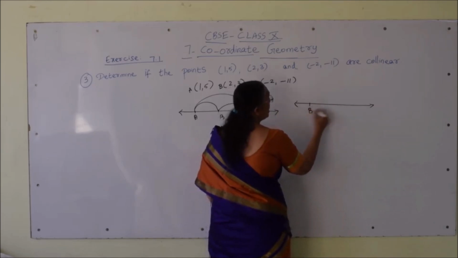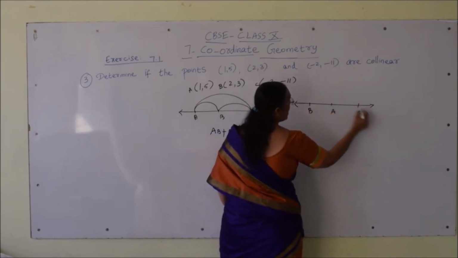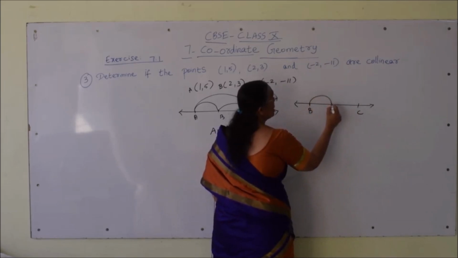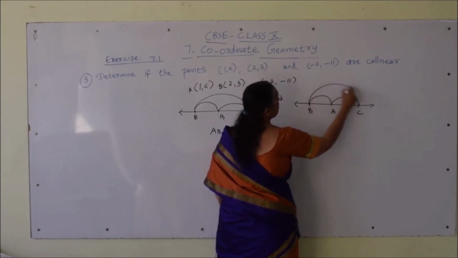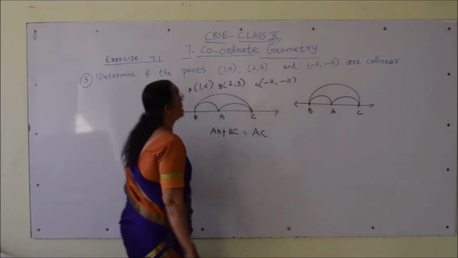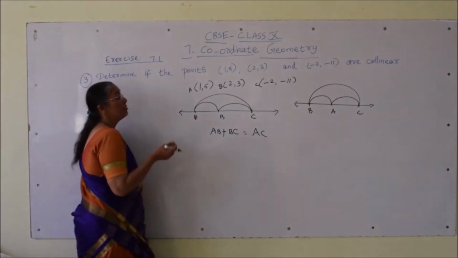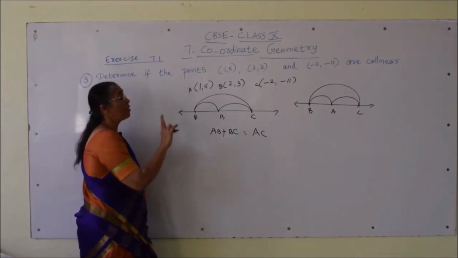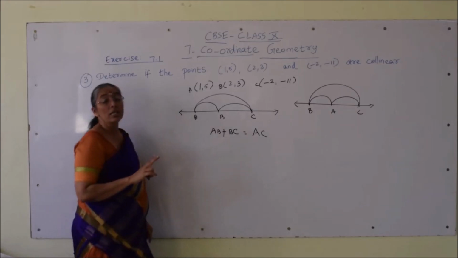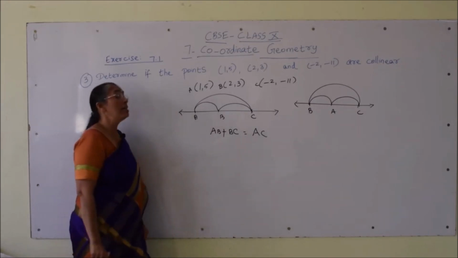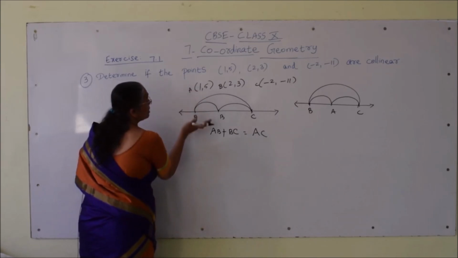Maybe B will be here, A is here, C is here. In that case, you will get BA plus AC is BC. So, the general procedure is you have to check whether the sum of the two distances is equal to the third distance. Okay, let us go with this one only.